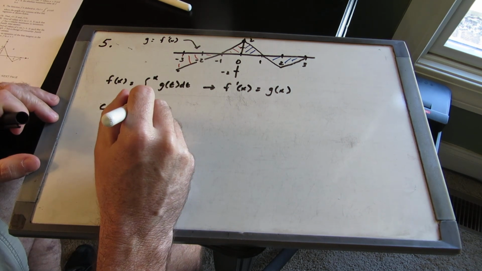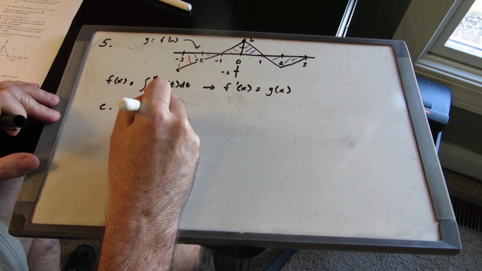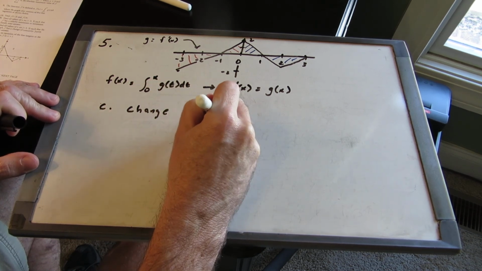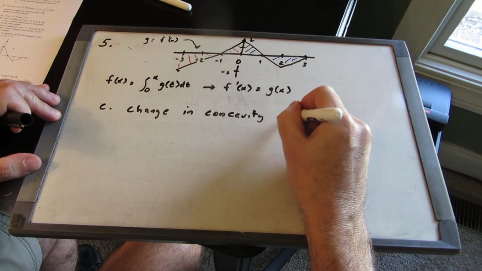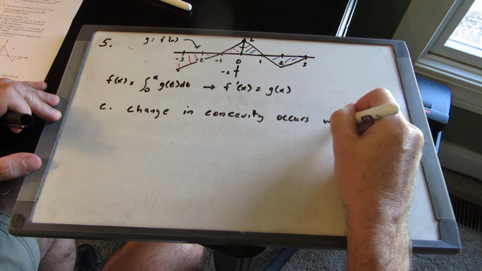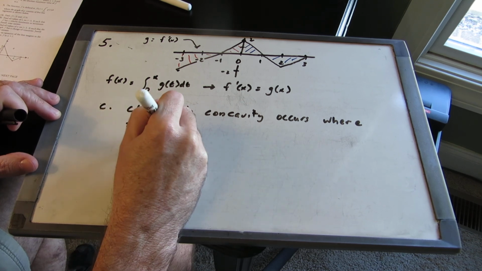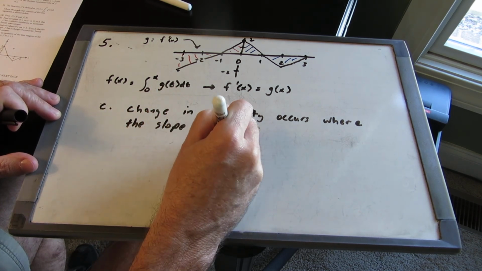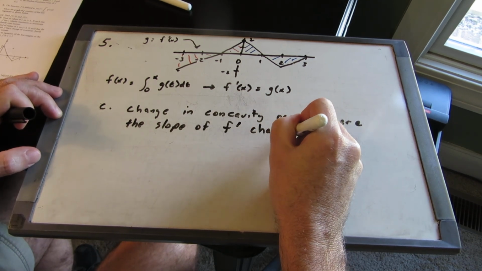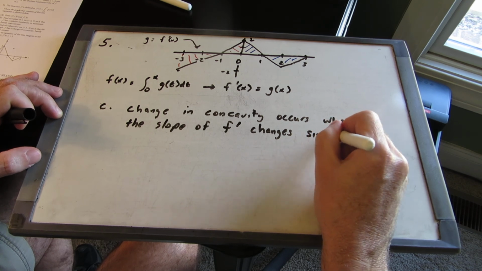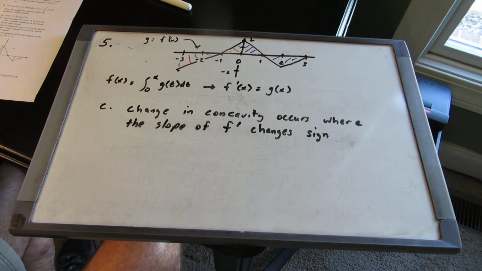Alright, part C. Find all the values there where we have a change in concavity. Okay, a change in concavity occurs where the slope of f prime changes what? Signs. The slope changes sign, where it goes from a positive slope to a negative slope or vice versa.